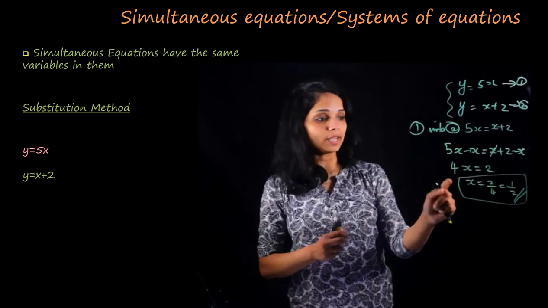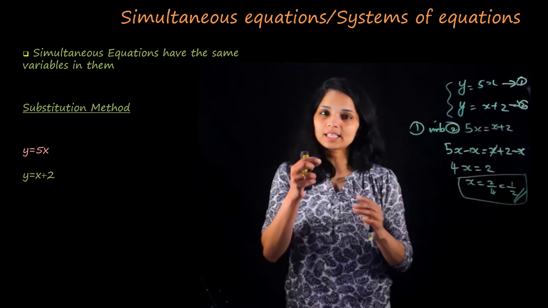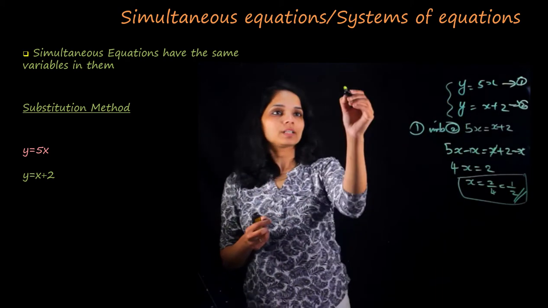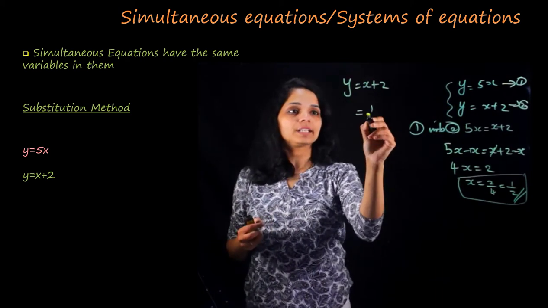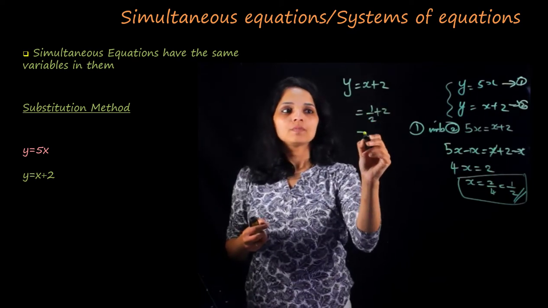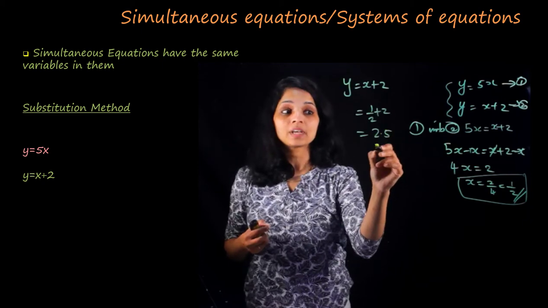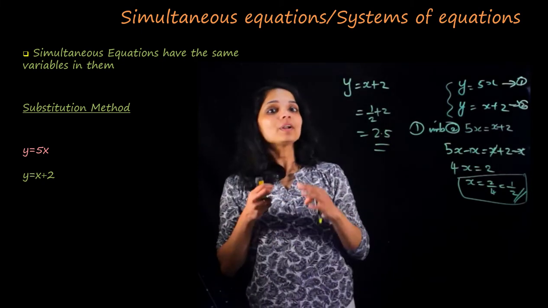To find y, you can substitute this value of x into one of the equations. It doesn't matter which one you pick. So let me pick the second equation, y equals x plus 2, substitute x equals half in here. So half plus 2, which is 2, half is 0.5, so it's a 2.5. So this is exactly the same solution that we got in the previous example, but with lesser effort.